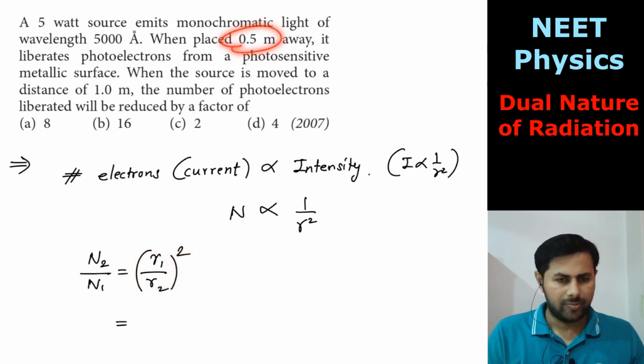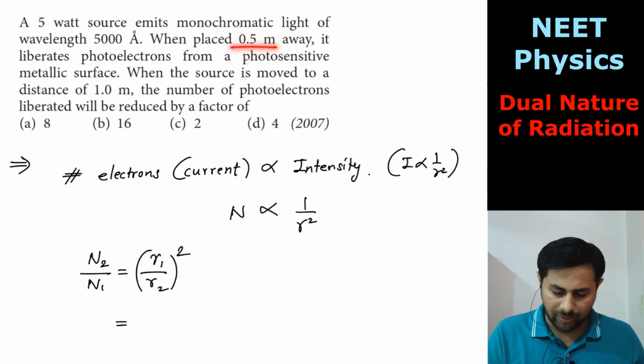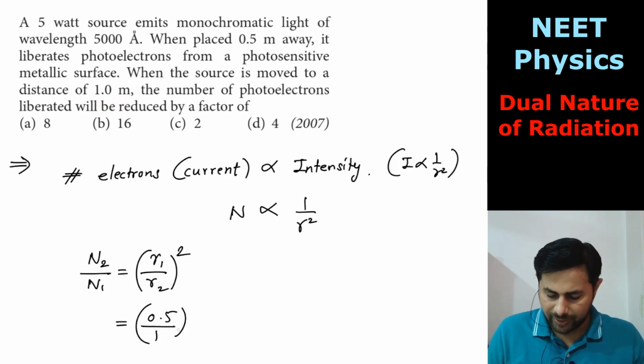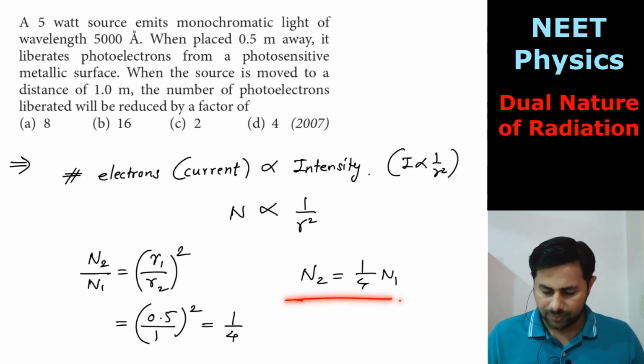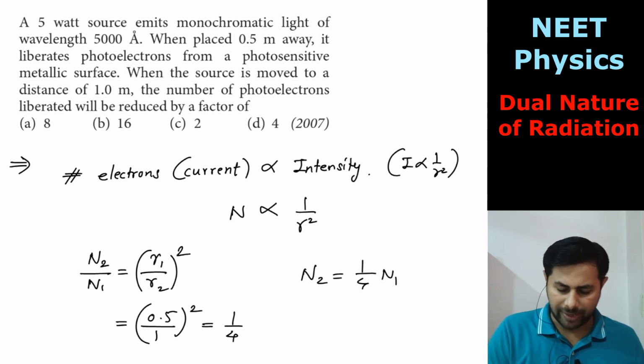So distance initially was 0.5 meters, then it changes to 1 meter. 0.5 divided by 1, squared. 0.5 is 1 by 2, and you have the square of that, so it becomes 1 by 4. So N2 therefore becomes 1/4 of N1. Okay, so it decreases by a factor of 4.